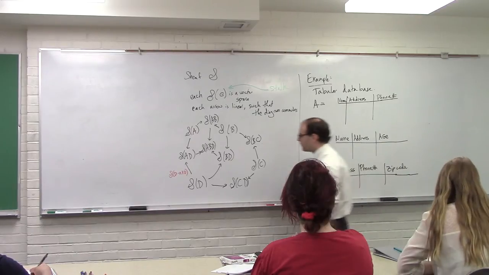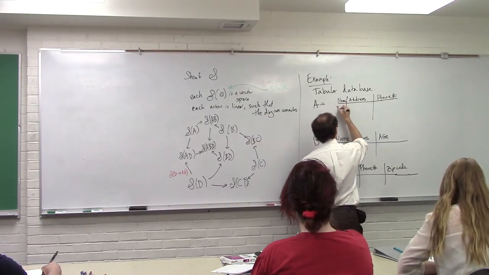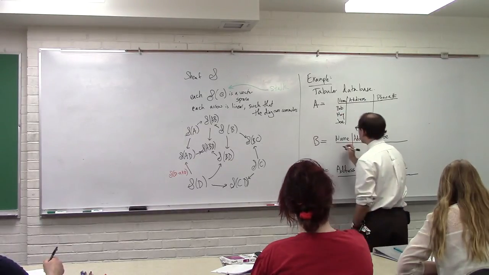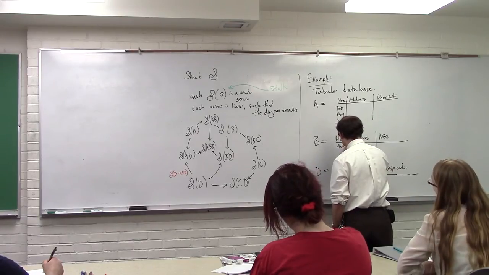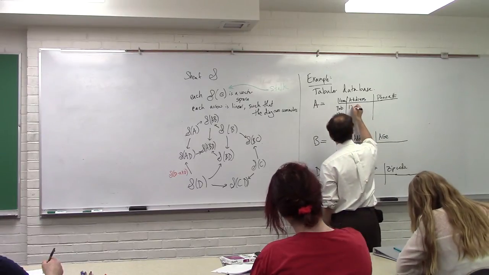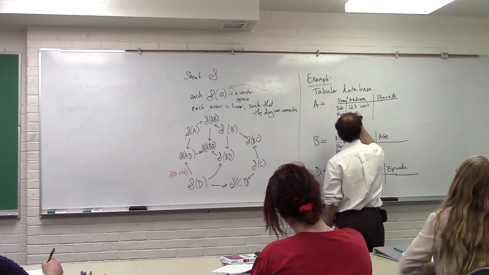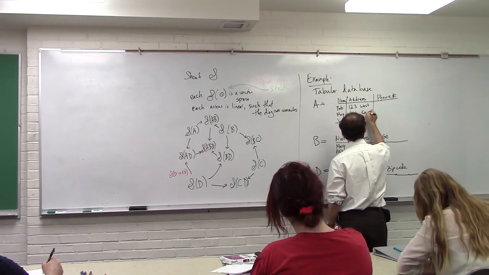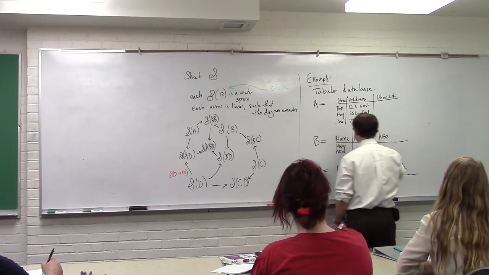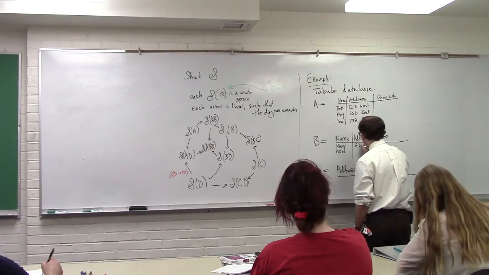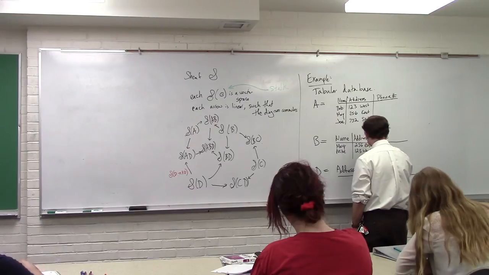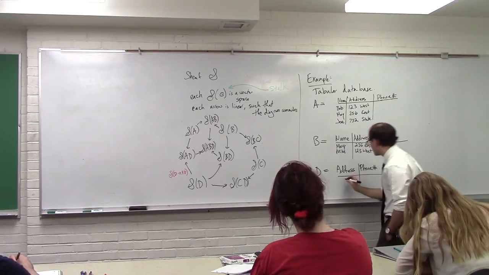So let me give you an example of what that might be. So you might have a name. You may have a bunch of names, a bunch of other names. And you might have a bunch of addresses. Bunch of other addresses. A bunch of other addresses.